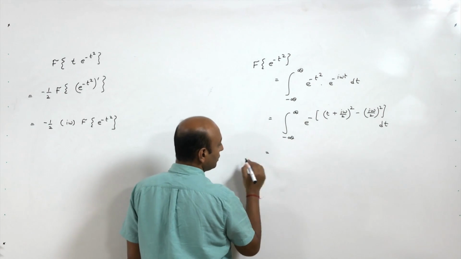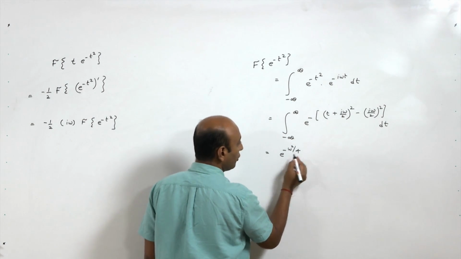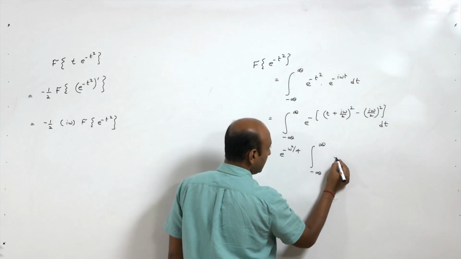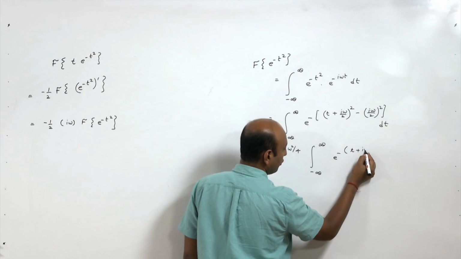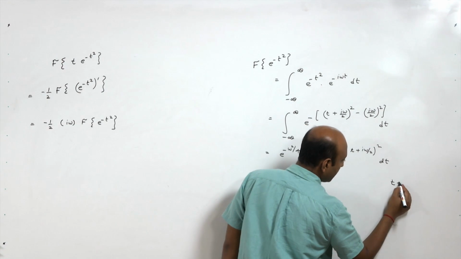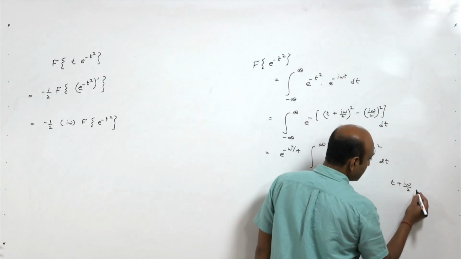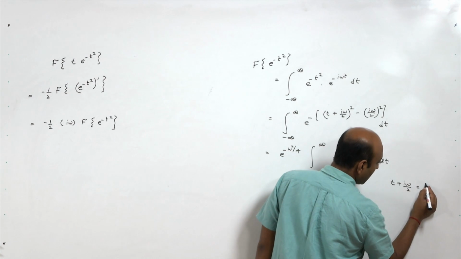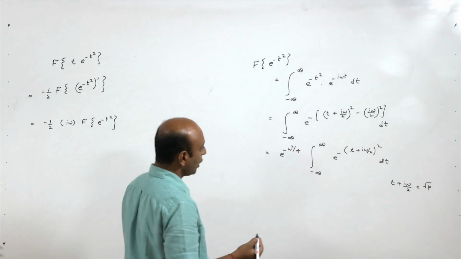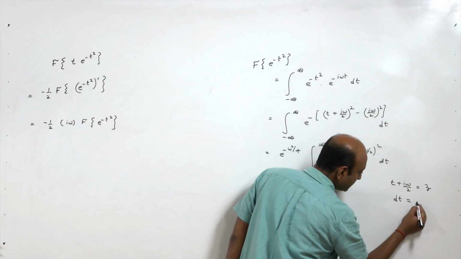So, which is equal to e^(-ω^2/4), which can come out because it is free from t, and the integral from minus infinity to plus infinity of e^(-(t + iω/2)^2) dt. Now, you can take t + iω/2 as, suppose, z. Then dt will be nothing but dz.